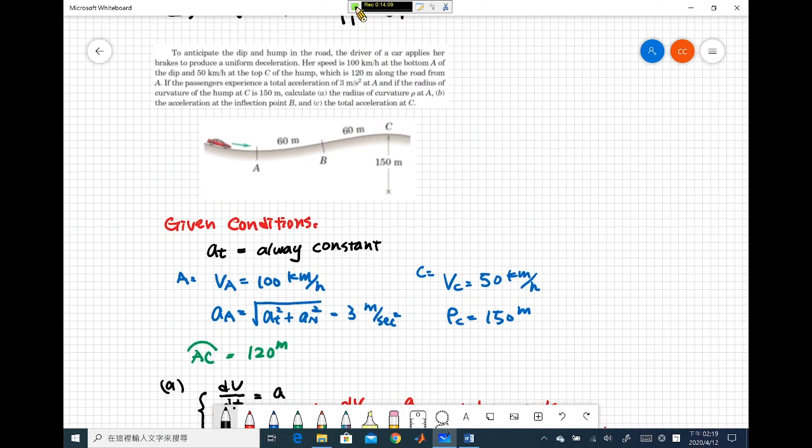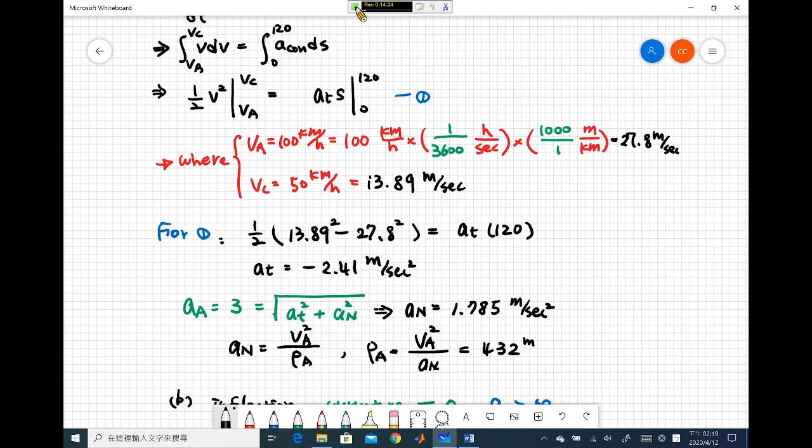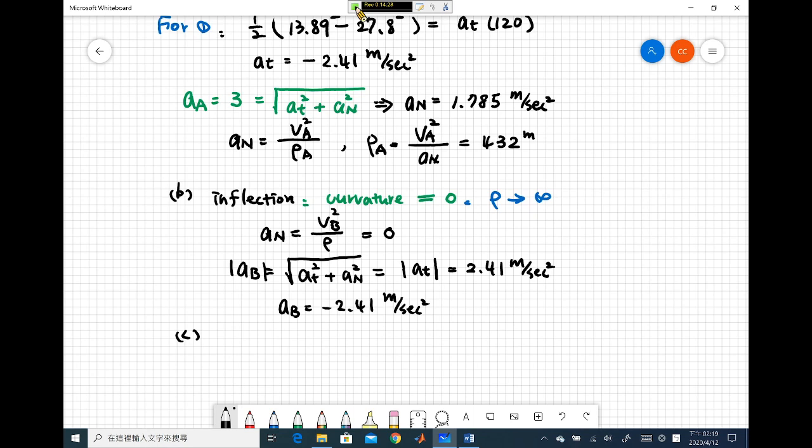Problem C, let's move back. We want to determine the total acceleration at C, and let's look at the condition. We know the VC, we know the rho C, so that means we can determine the AN, and we do have the AT, so we can determine the total acceleration at point C. The AN here will be VC squared divided by rho C. VC is 13.89 squared divided by rho C, that will be 150 meter. Then it becomes 1.286 meter per second squared.